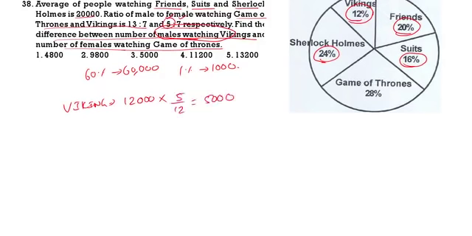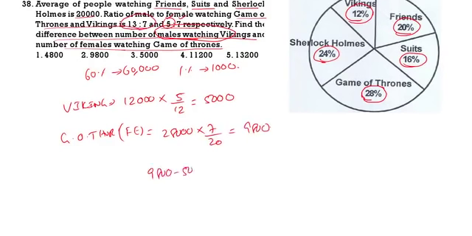Then Games of Thrones. Games of Thrones we have to calculate which one? Females. So Games of Thrones 28%. So it is 28,000. In this, females is 7 by 20. So that will give 9,800. Now what is the difference of this? 9,800 minus 5,000. We are going to get 4,800. So our answer is 4,800. 4,800 is the correct answer. Option 1 will be our correct answer. See the next question.